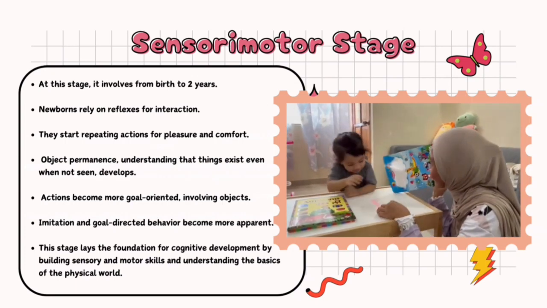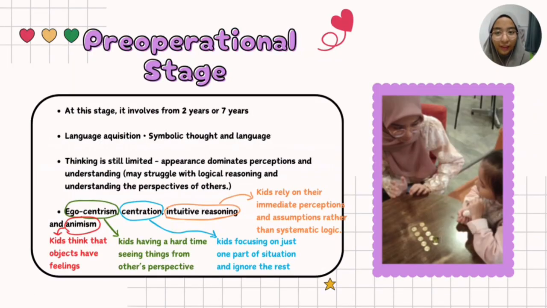Okay. The second stage is the pre-operational stage. According to Piaget's theory of cognitive development, typically this stage occurs in children between the ages of 2 and 7 years. This stage is characterized by significant cognitive and language development, but children in this stage still exhibit limitations in their thinking and understanding of their world.